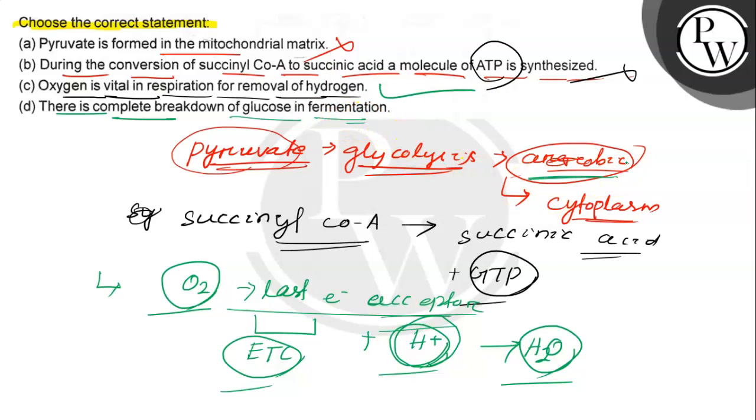But in the fermentation process, this one is wrong, because in the fermentation process there will be formation of lactic acid, and the breakdown of glucose is not complete. During the fermentation, glucose is partially broken down by the glycolysis. So this is wrong here.